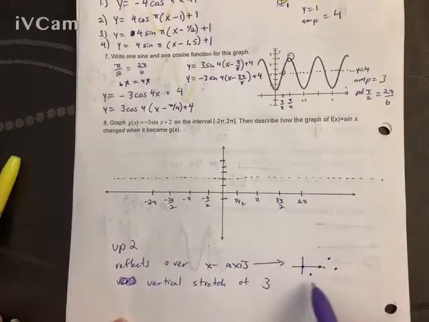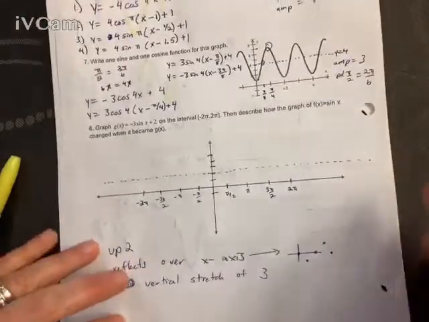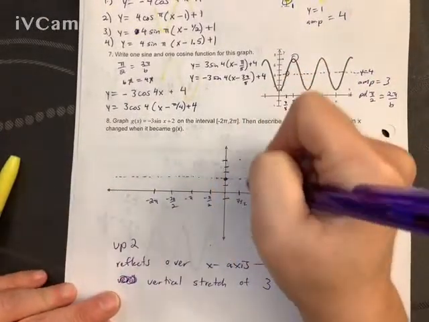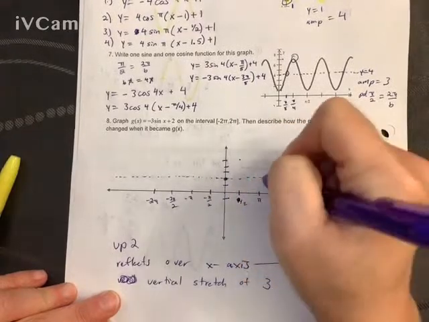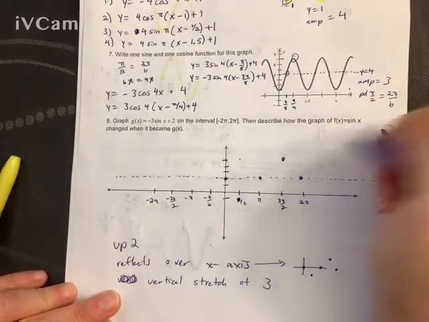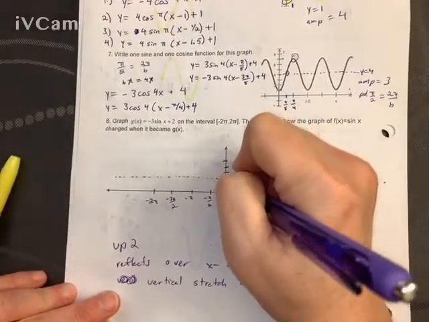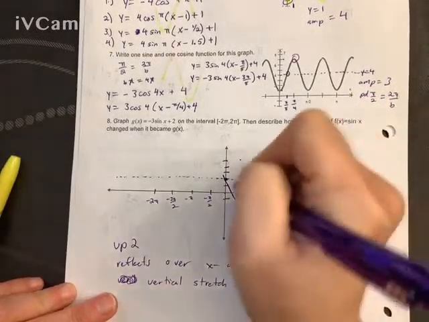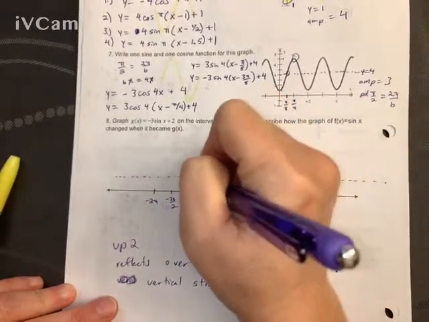First thing I'm going to do is take these 5 points and drop them. 1, bottom, 2, 3, 4, 5. So there's one period of reflected sine. Then I'm just going to continue the pattern backwards.